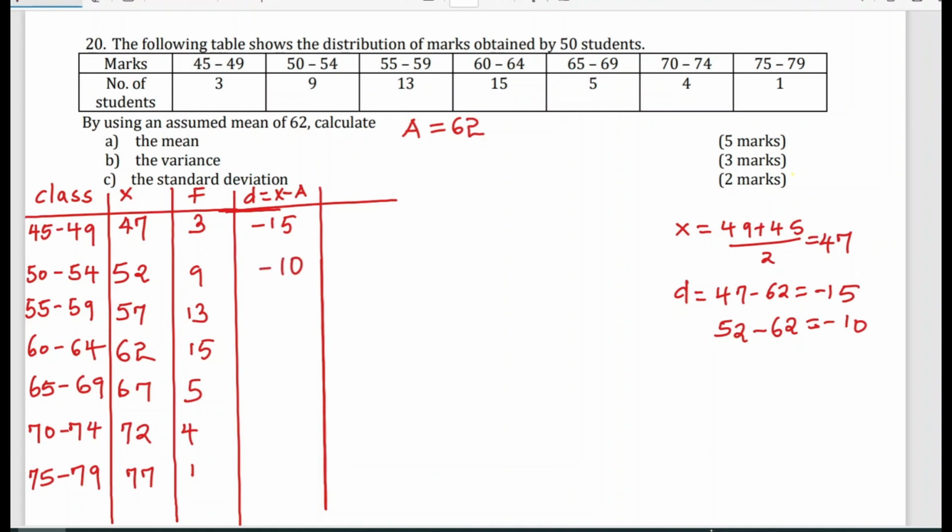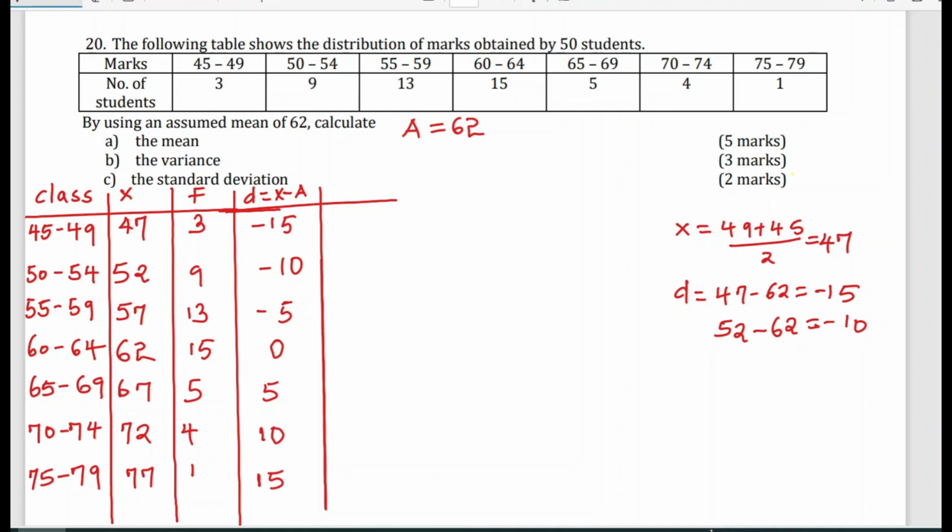The next one will be 57 minus 62. Then we are going to get negative 5. 62 minus 62, we are going to get 0. 67 minus 62, we are going to get 5. 72 minus 62, we are going to get 10. And lastly here, we are going to get 15.